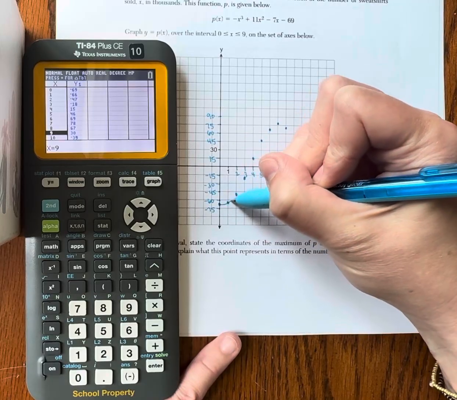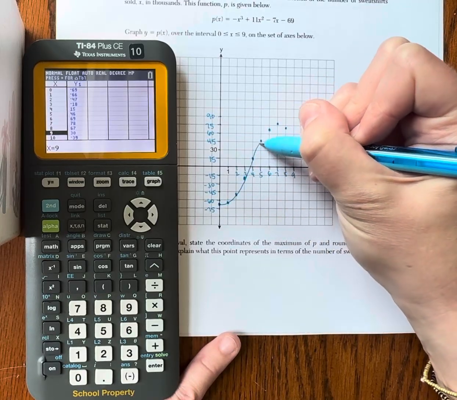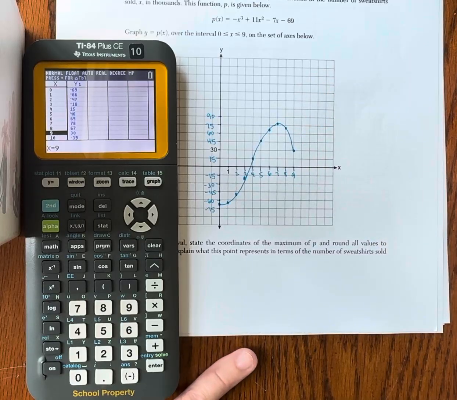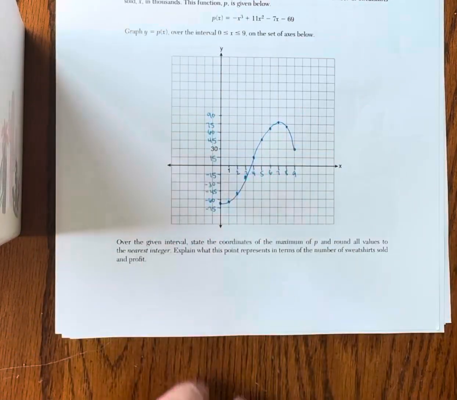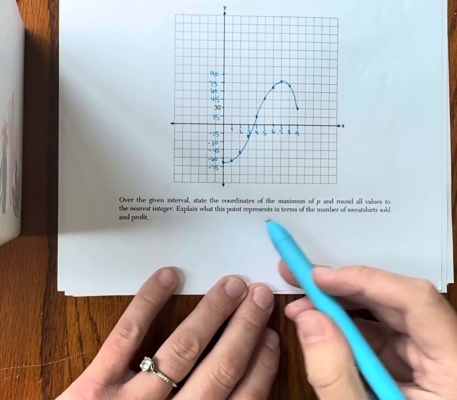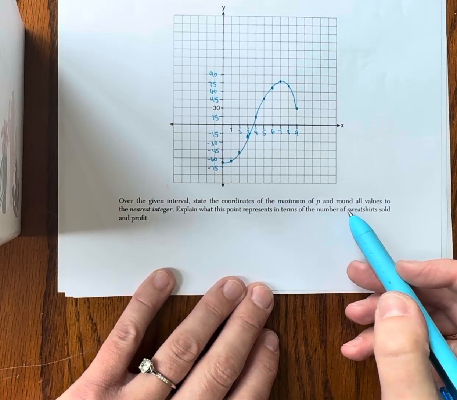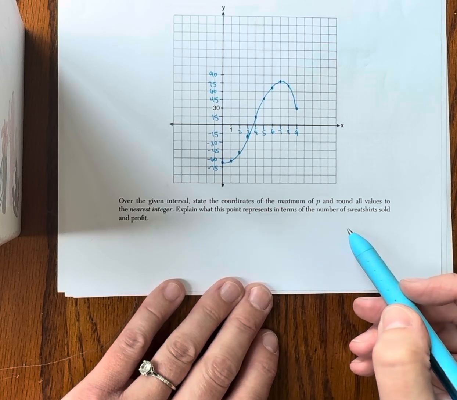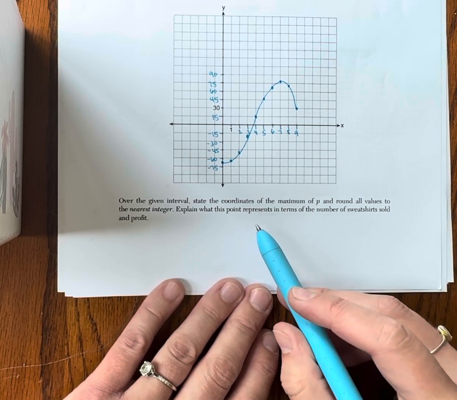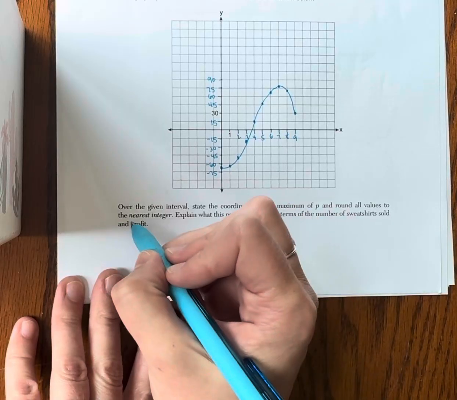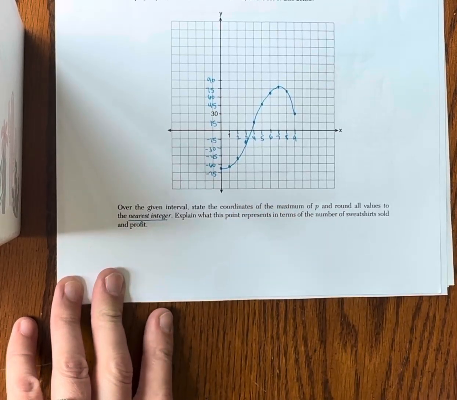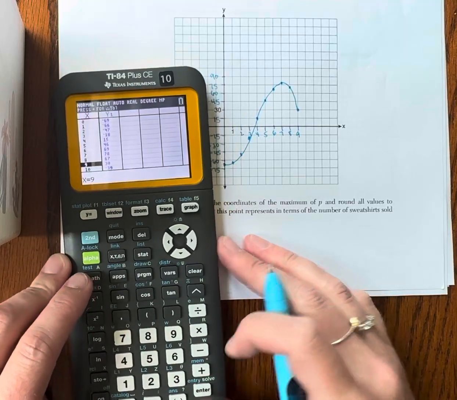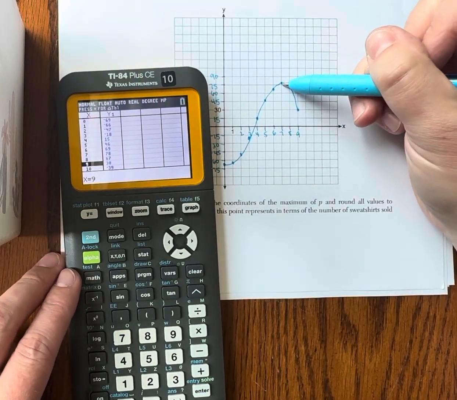So we have this curve. Just that little piece of it. It says, over the given interval, state the coordinates of the maximum of p and round all values to the nearest integer. Explain what this point represents in terms of the number of sweatshirts sold and the profit. Now, round to the nearest integer. I'm just going to confirm that my answer is going to be 7.